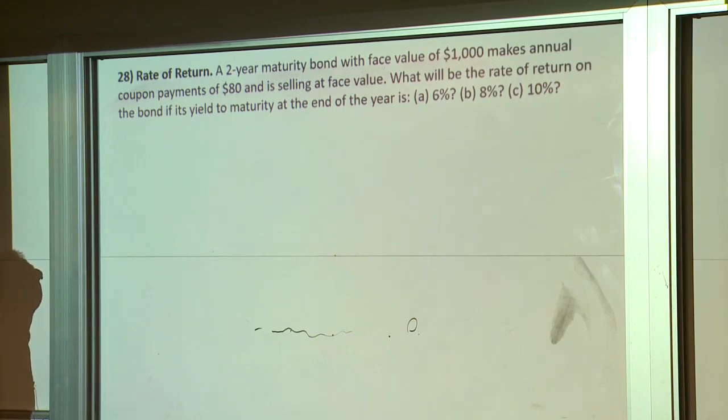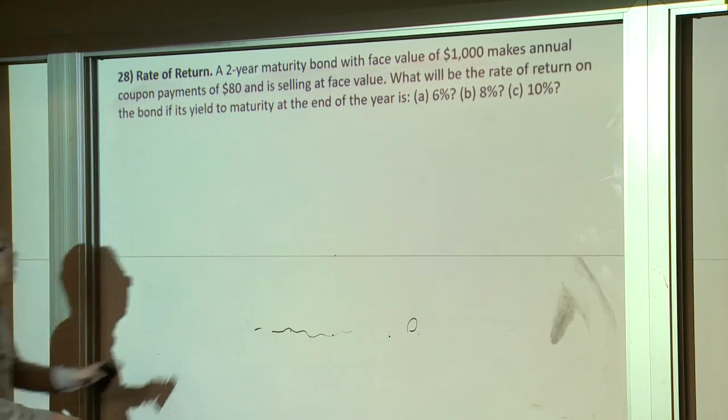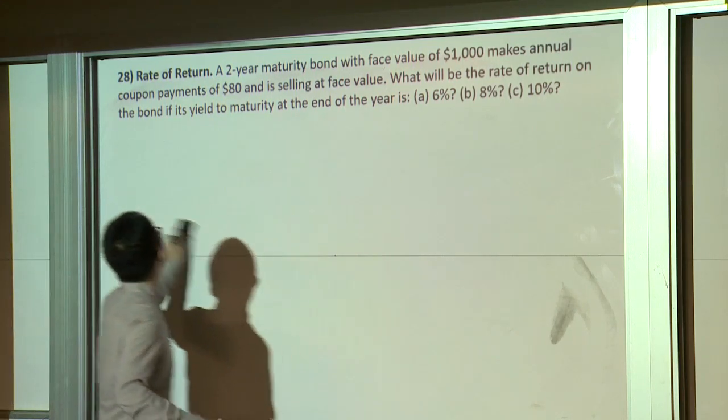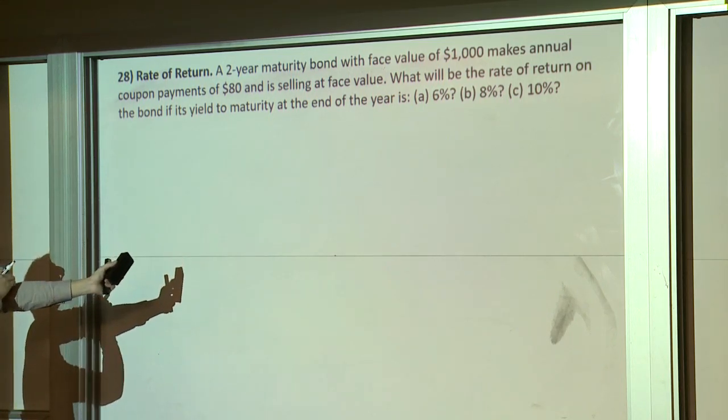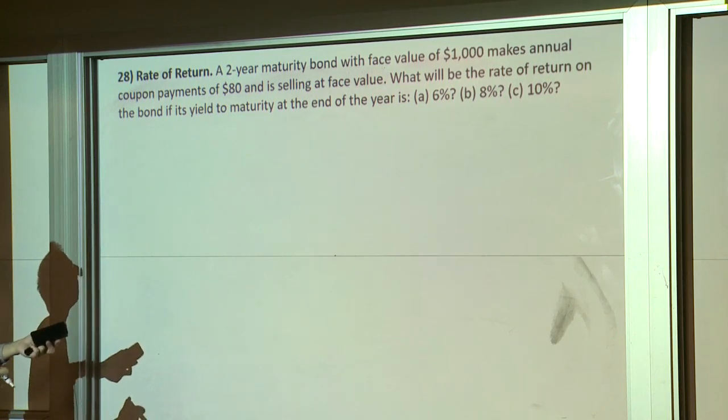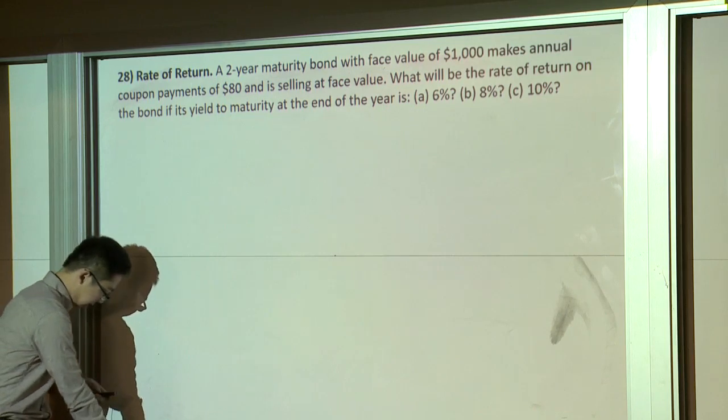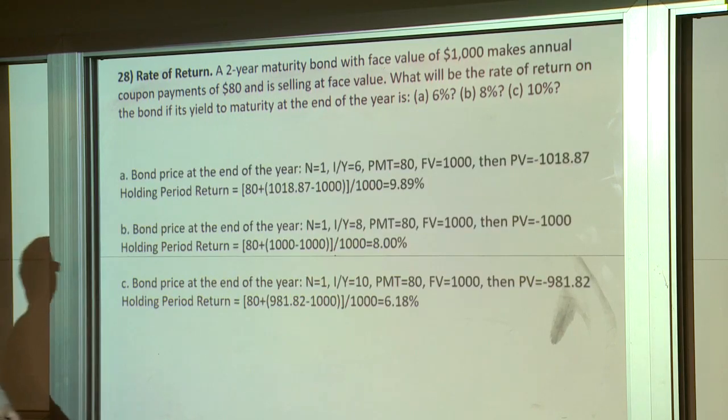Okay, we have a 2-year maturity bond with face value $1,000 and an annual coupon payment of $80, selling at the face value. What would be the rate of return on the bond if it yields a maturity at the end of the year of this, this, and this? Okay.